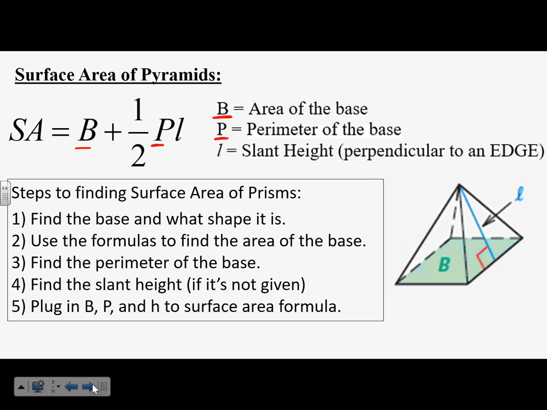Basically, you could also find the area of every single side, so the area of this triangle, then the back triangle, then the area of the bottom, and add all those together, but that would be a mess, so we're not going to worry about those.